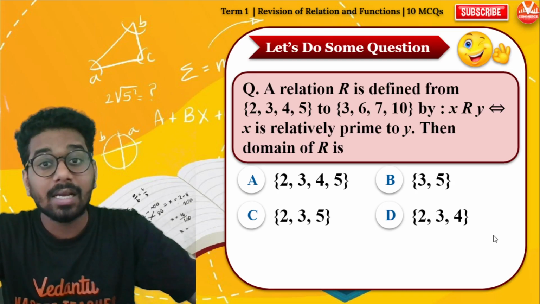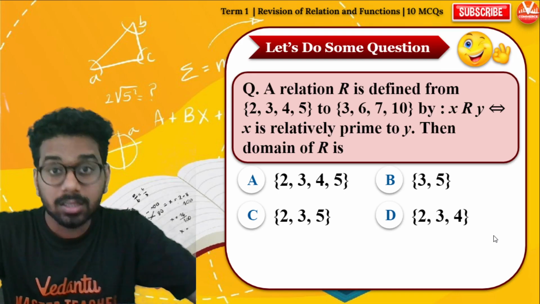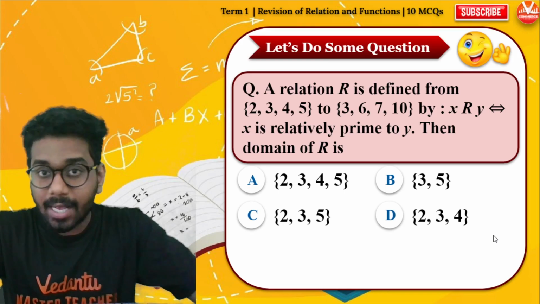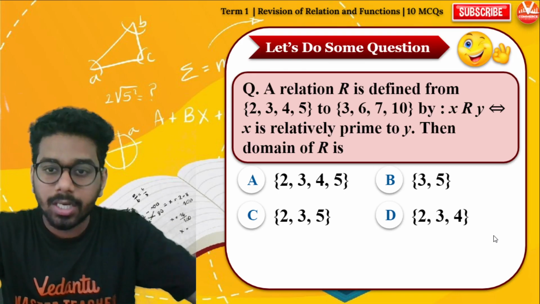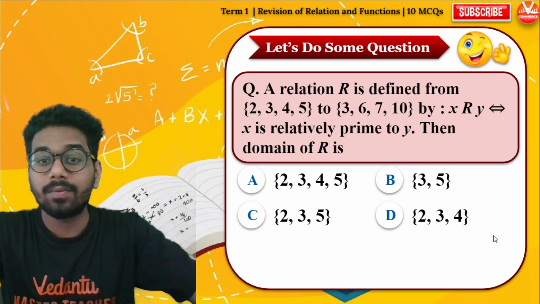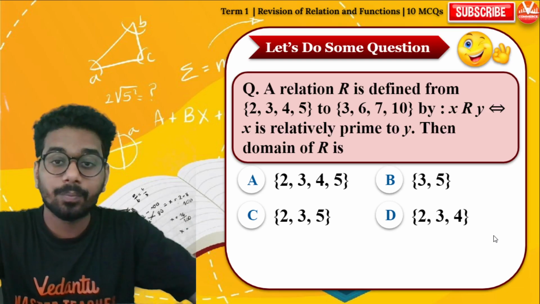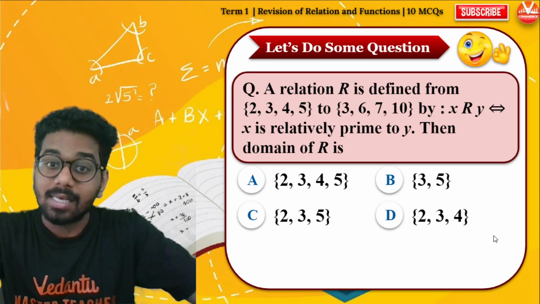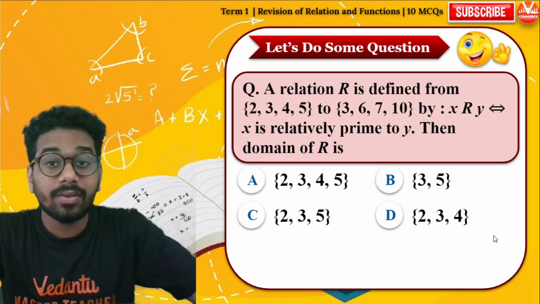Similarly, 3 and 3 both are divisible by 3 other than 1. If there exists any number other than 1 which can divide both of them, they are not relatively prime and they will not be the ordered pair in this relation. 3 and 6, no. 3 and 7, yes. 3 and 10, yes. 4 and 3, yes.